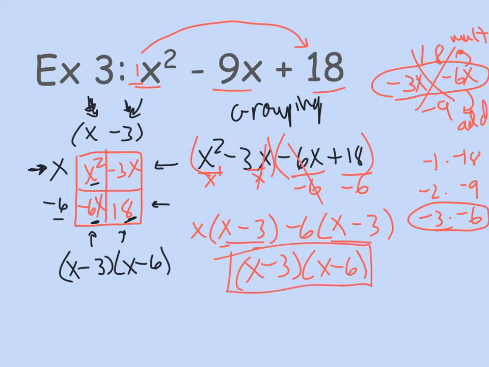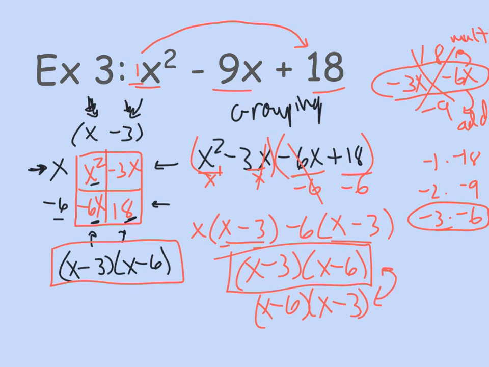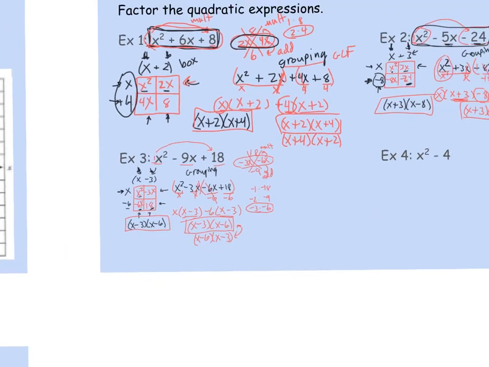And there we go. And sometimes they'll come in a different order, like I might get x minus 6 and then x minus 3. Well, these two things are the same, so it doesn't really matter. Okay? So that's factoring. So our next one.